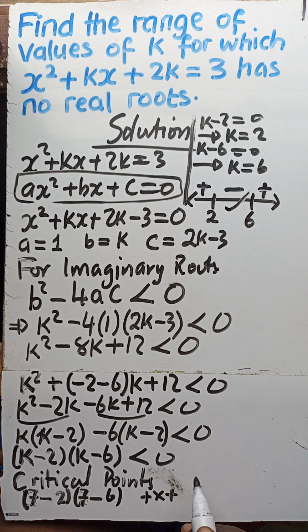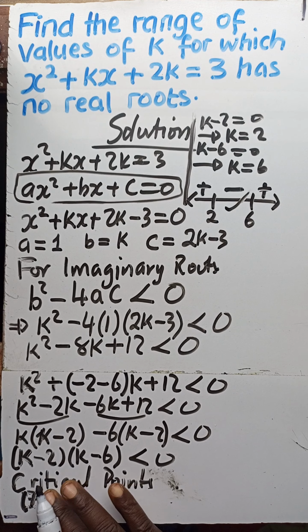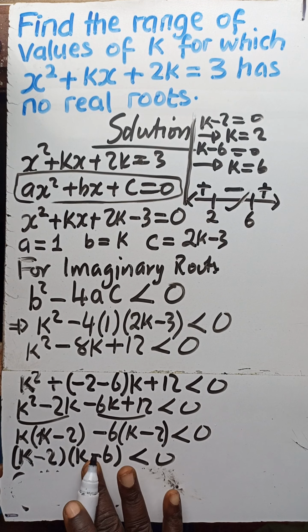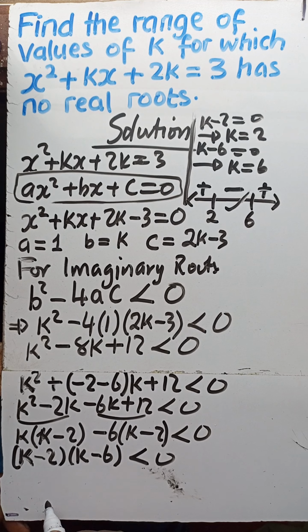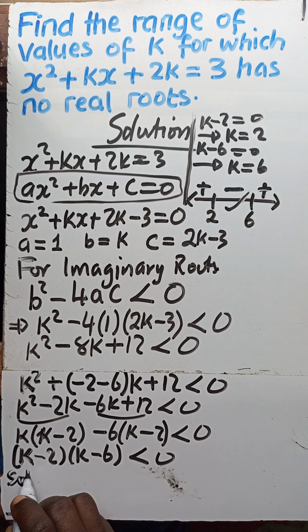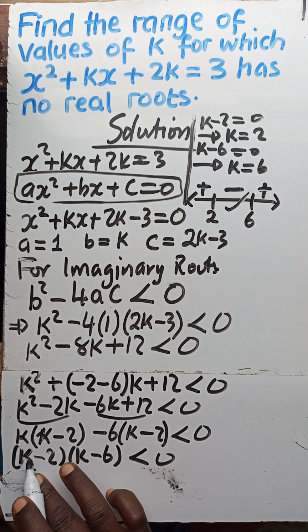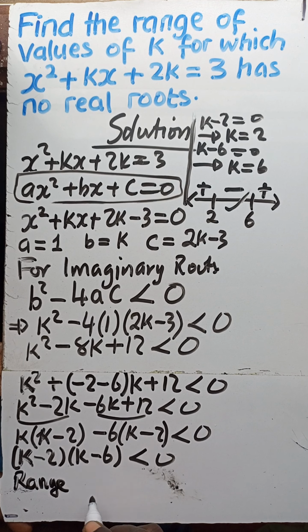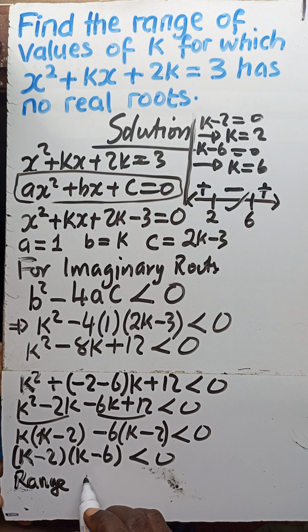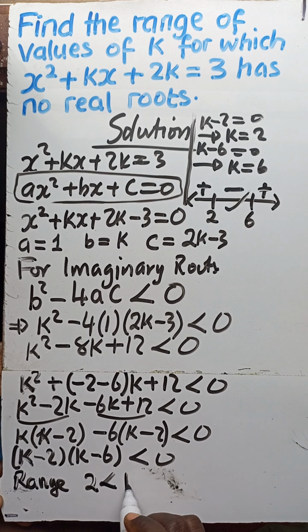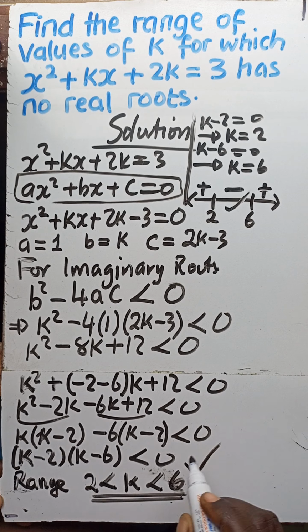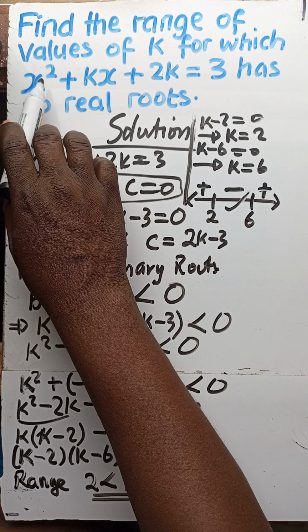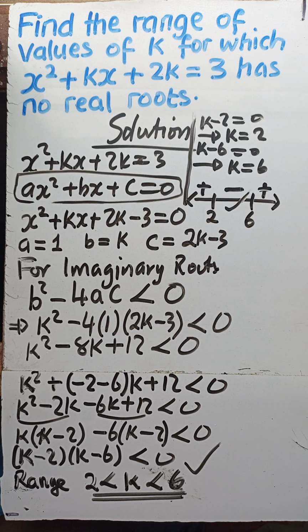Therefore, after getting the critical points and doing the analysis, we have our solution or range. We have to find the range. The range of values of k will be all values between 2 and 6. So we'll say 2 less than k less than 6. That is the range of values of k for which this equation will have no real roots.